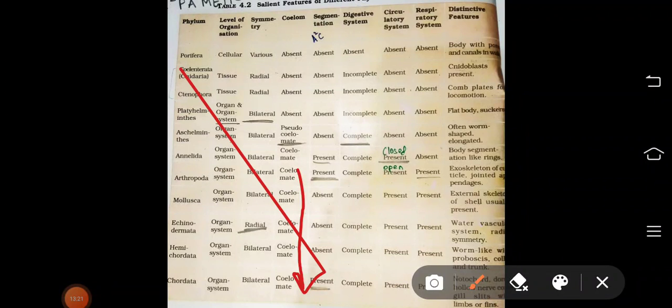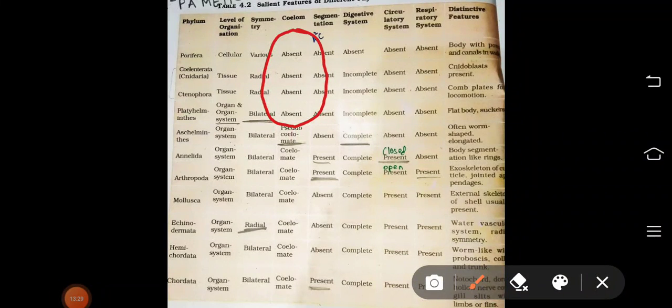You can see. See, again I'll show you. From Porifera till platyhelminthes, nobody has a coelom. Aschelminthes, our special case, has a pseudocoelom. And after aschelminthes, that is from Annelida to Chordata, everyone has a coelom.